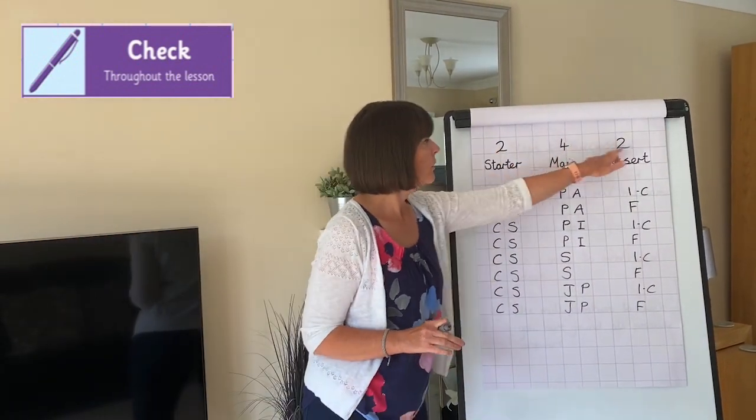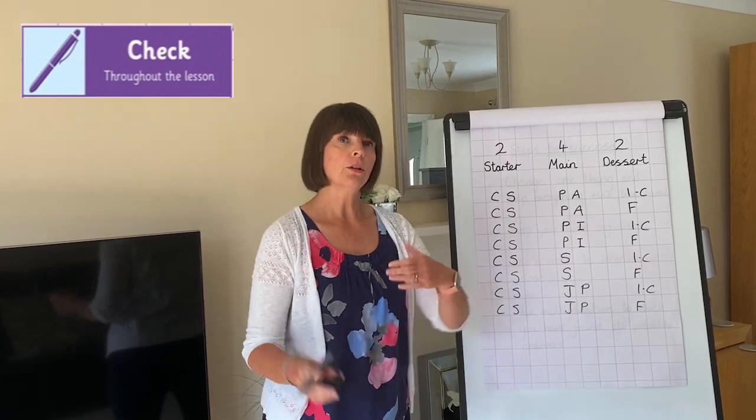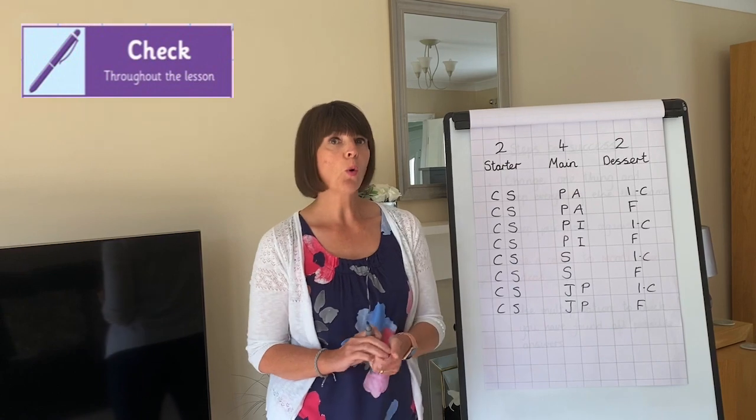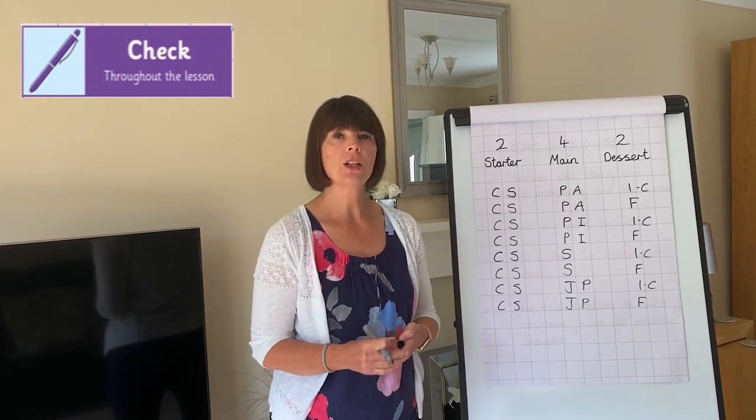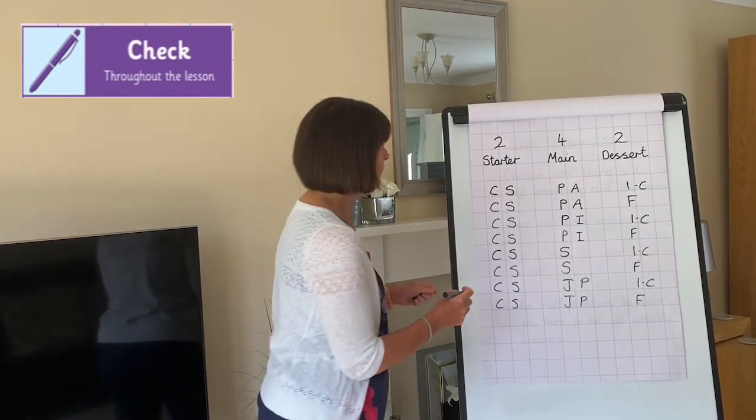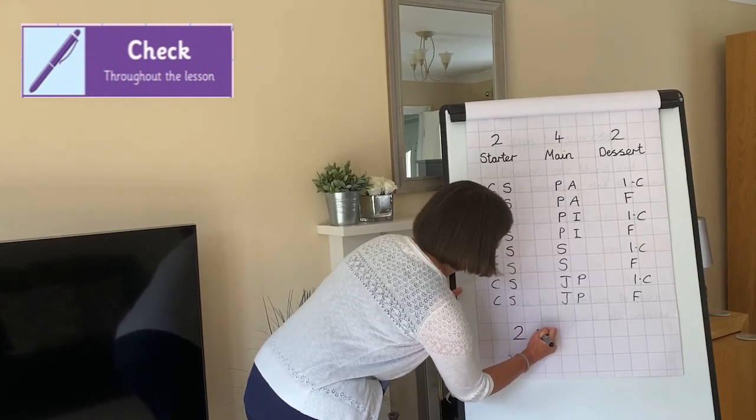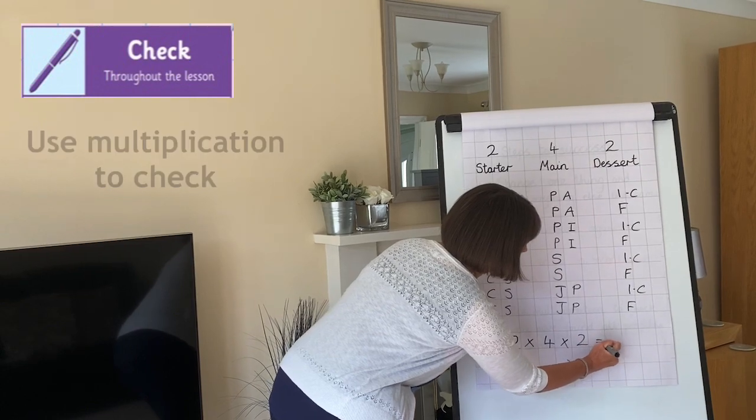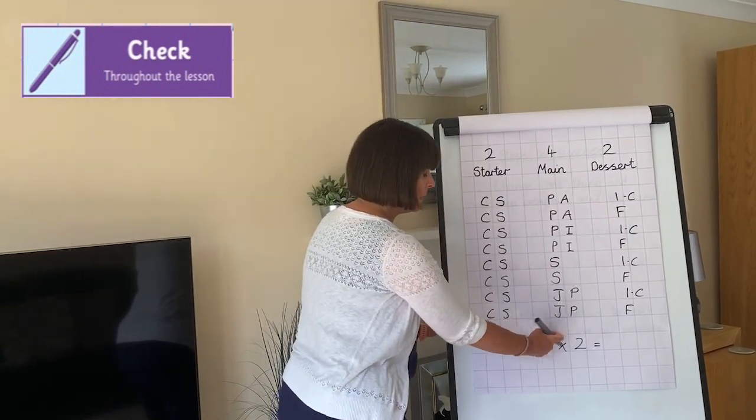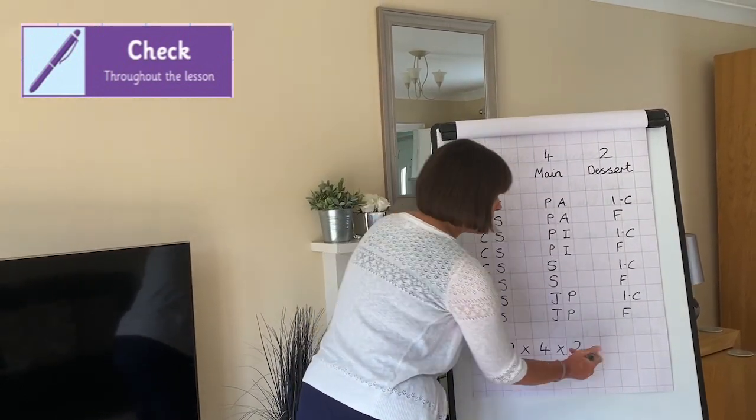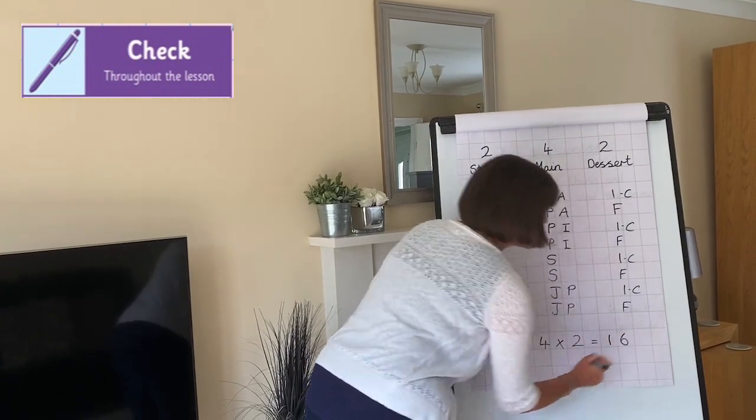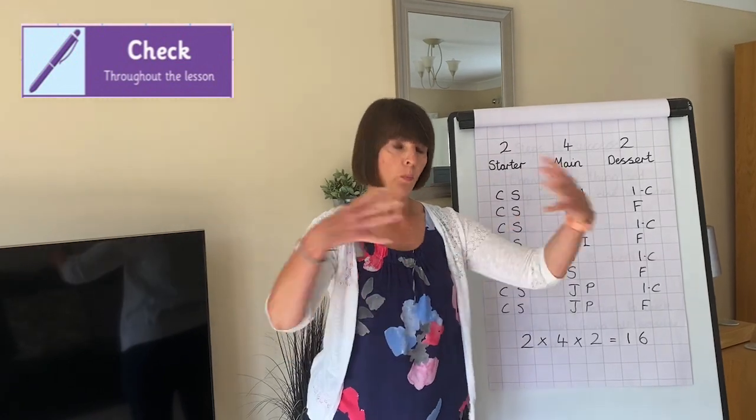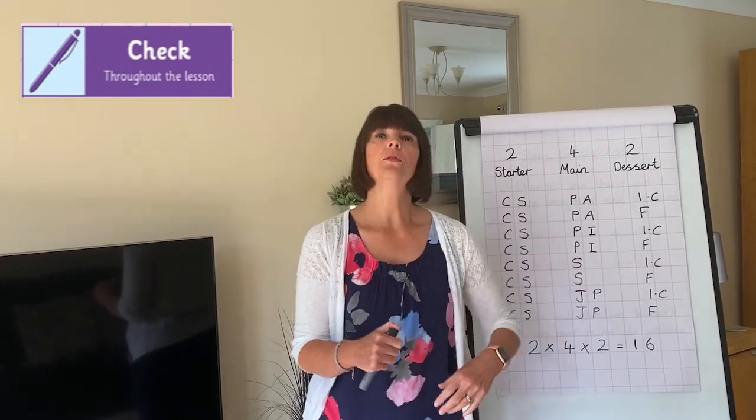I can multiply those numbers together using my skills from my starter activity to see if I can find all possible combinations using all of those foods. So I can do 2 times 4 times 2. 2 times 4 is 8, times 2 is 16. So there are 16 possible answers or possible combinations with all the food that we just looked at on the table.